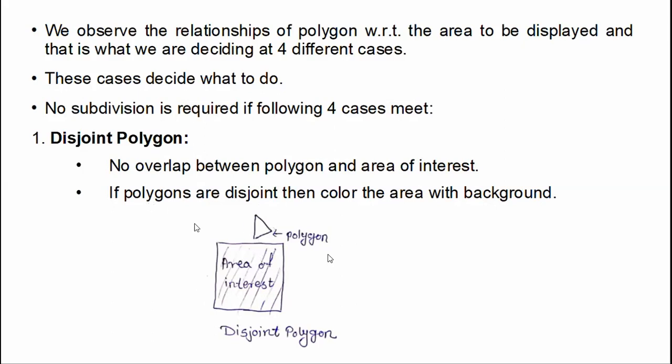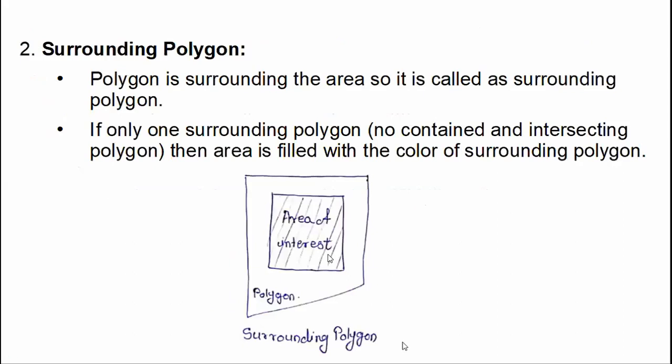So what we will do, if the polygons are disjoint, then the area is filled with the background color. If we want to display only this much area here, only the background color will be filled in. So this is the case of the disjoint polygon.